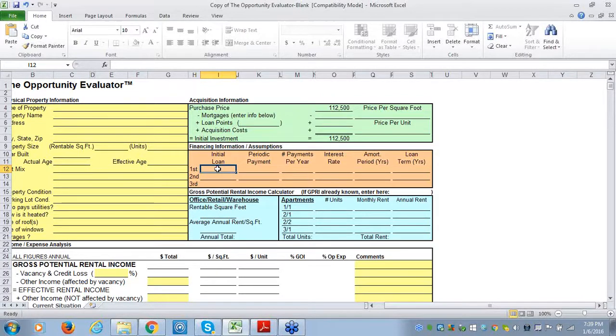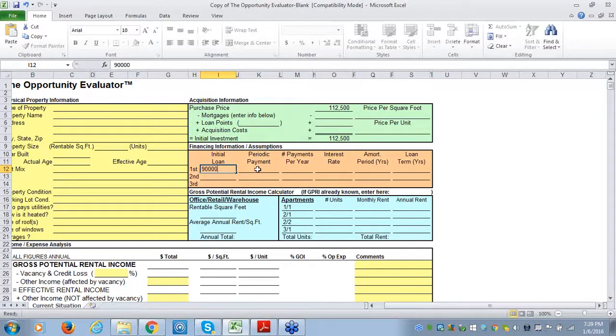You said probably put 20% down, right? This is for an investor. Yeah, I like to put down 20%. So if you calculate 80% of 112,500, you should get an initial loan of somewhere probably around 90,000, I think. Right. Let's just make it 90,000.